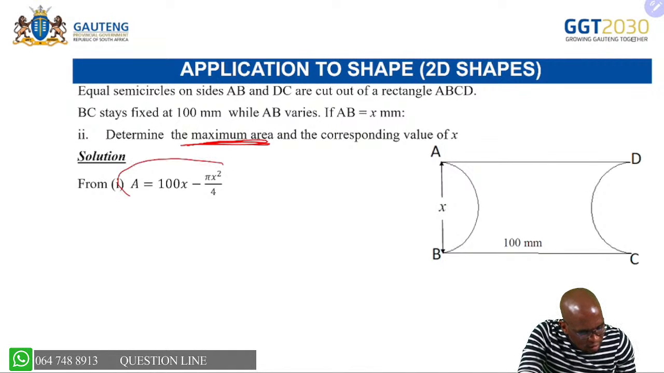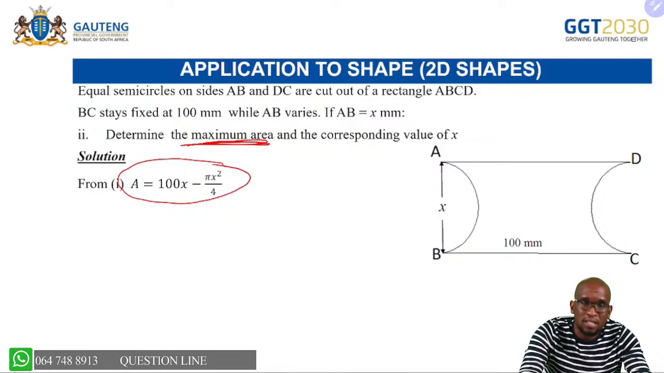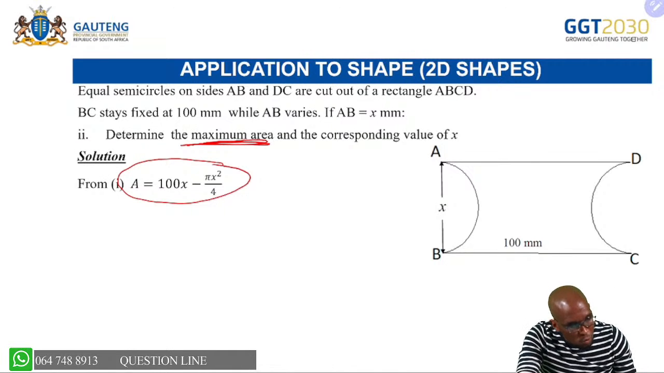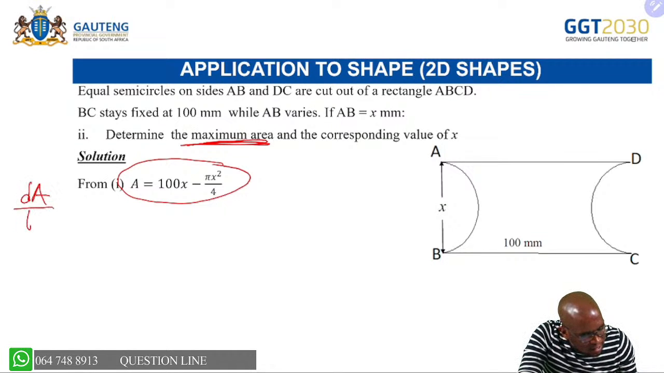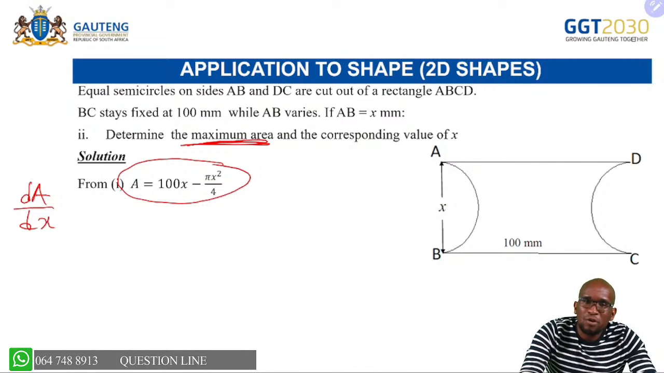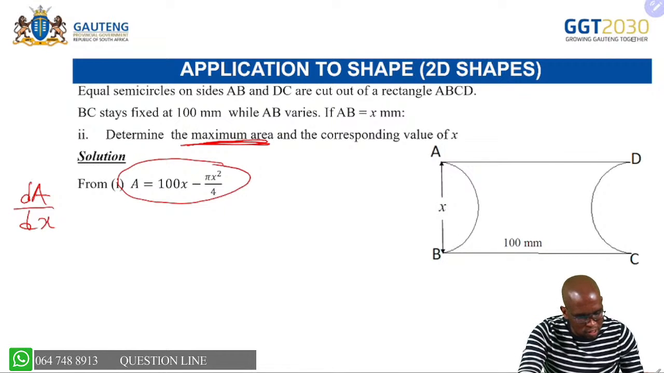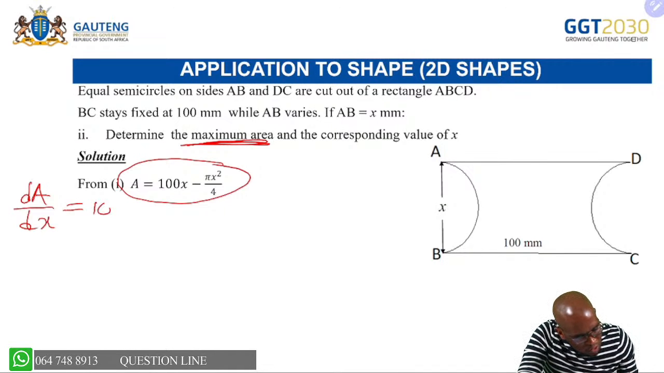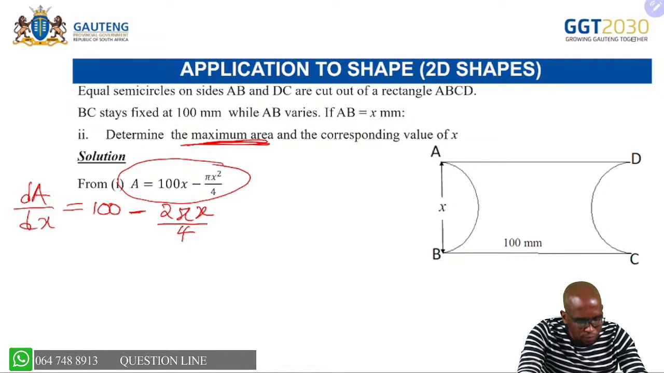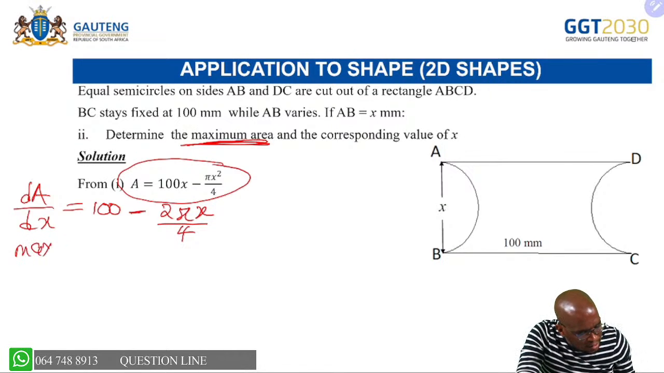Now, from Roman figure 1, we obtained that the area is 100x minus pi x squared over 4. So we want to differentiate, which means that we need to find dA/dx. Remember, your knowledge of notation here is also important because we are differentiating A with respect to x. So dA/dx should be 100, if you differentiate 100x, you get 100, minus, if you differentiate pi x squared over 4 with respect to x, you should be getting 2 pi x over 4. Now remember, the maximum occurs when dA/dx is equal to 0.